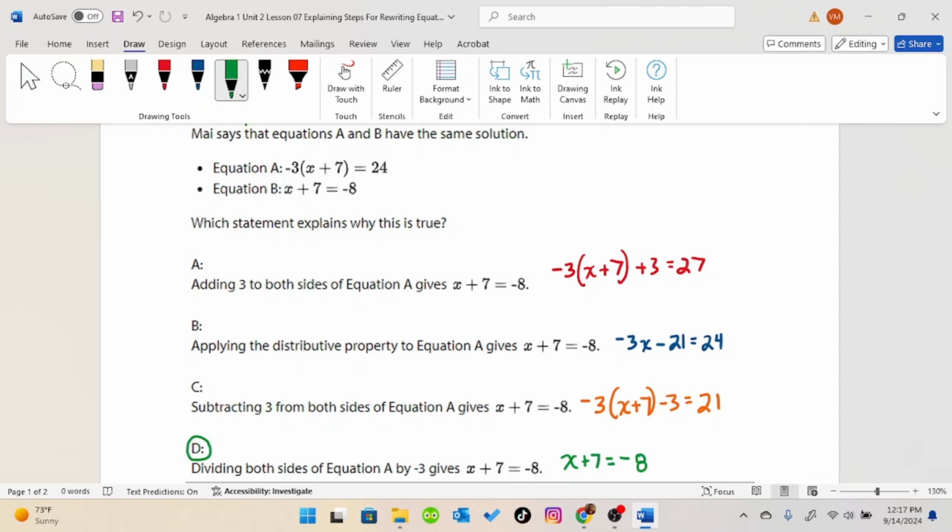If you have any questions about how to identify why equations are equivalent, please use class time to ask for further clarification so that you are prepared moving forward.